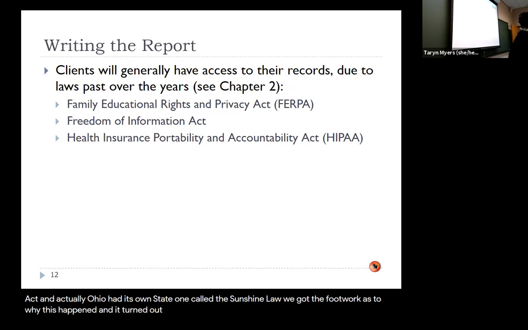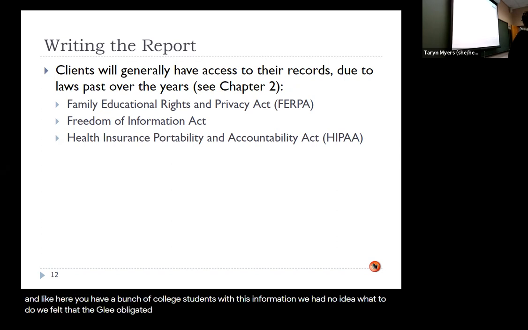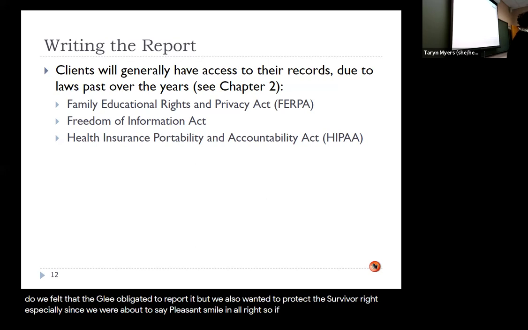And it turned out this professor was accused of sexually assaulting a student. And here you have a bunch of college students with this information. We had no idea what to do. We felt ethically obligated to report it, but we also wanted to protect the survivor, right? Especially since we were about the same size as Wesleyan, right? So if you publish certain details, people will figure it out pretty quickly.